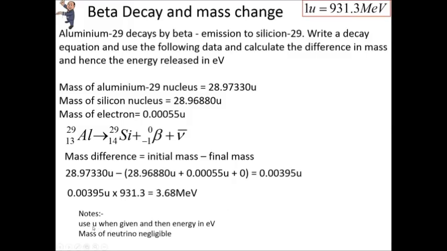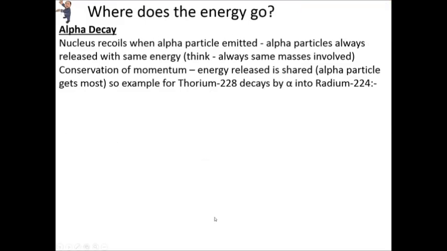So just note at the bottom, use U when given, and then energy in electron volts, and the mass of the neutrino is negligible. So last little bit, where does the energy go? This energy obviously has got to come out. We've got to account for it. So we've accounted for it numerically.